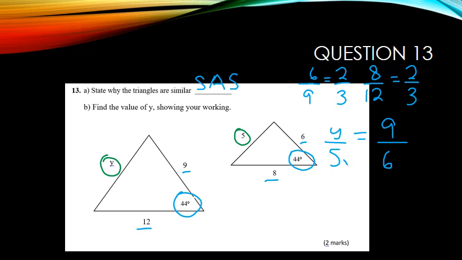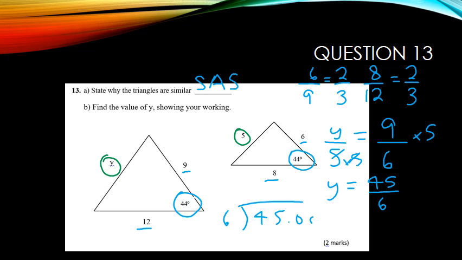Then let's get rid of the 5 on both sides. They will cancel there, so we'll get y equals 9 times 5, which is 45, over 6. And if you're good at long division, you can do 6 goes into 45, putting some extra zeros in there. 6 goes into 45 7 times, remainder 3. Put our decimal, 6 goes into 30 5 times. So y equals 7.5, and you're done.